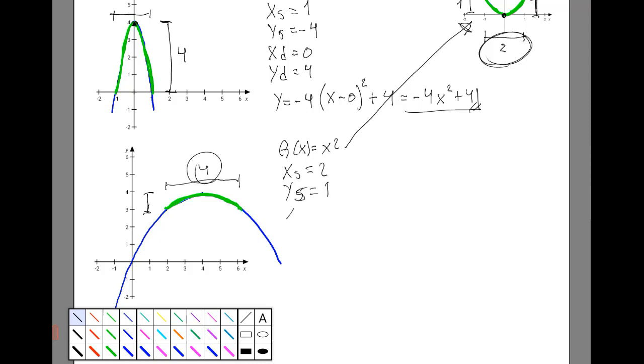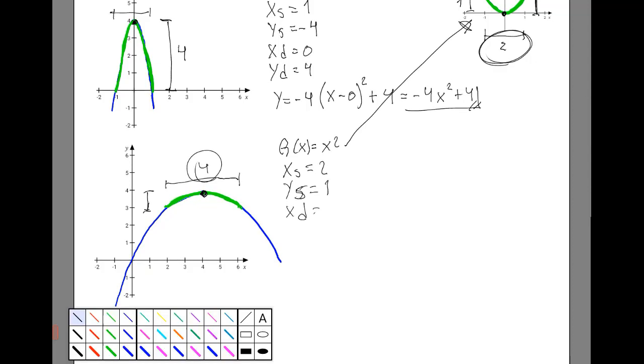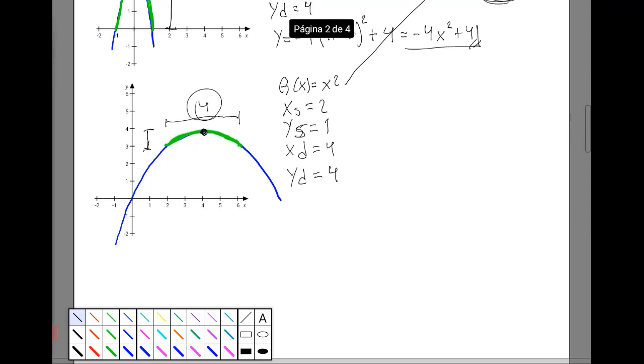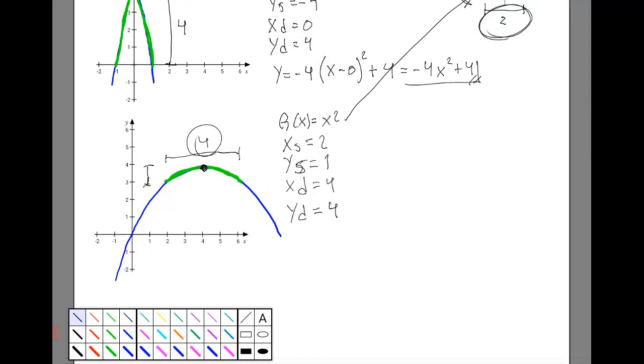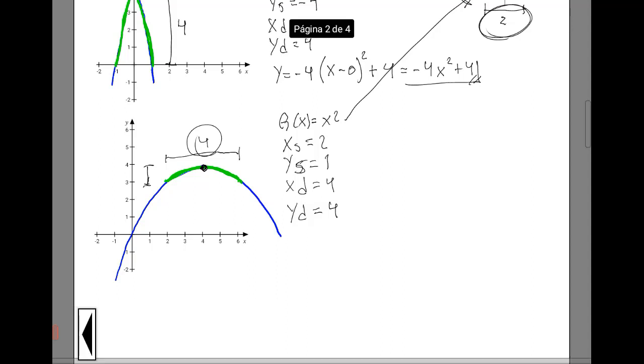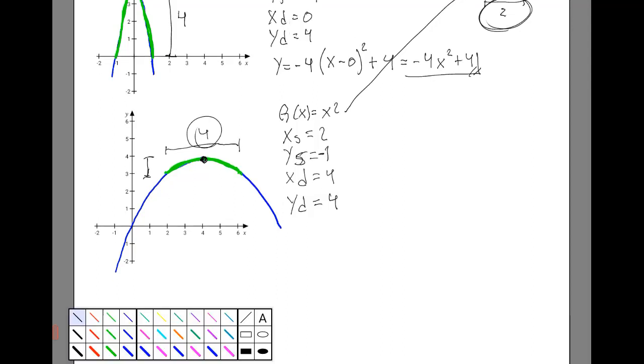The x displacement, in this case the coordinate of the vertex is 4, in x and also in y. That's why we have both displacements as 4. And remember some mistake I did, because this we flip it down. Actually the y size is not 1, it's -1.